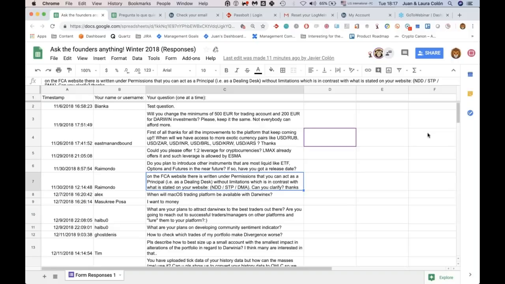So before the ESMA change, we had a permission to act as a principal with a matched principal restriction. The way we operate right now is we have the permission, as Raimundo clearly specifies, to run a dealing desk. However, we don't at present. If we were to run a dealing desk, we would clarify to customers in a transparent way, the way we've always done. But we will never have a conflict of interest with customers, and we don't currently run a dealing desk, nor do we plan to run one.